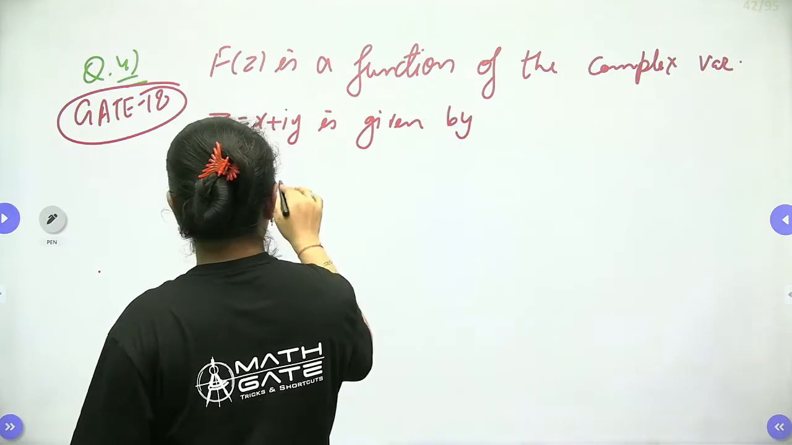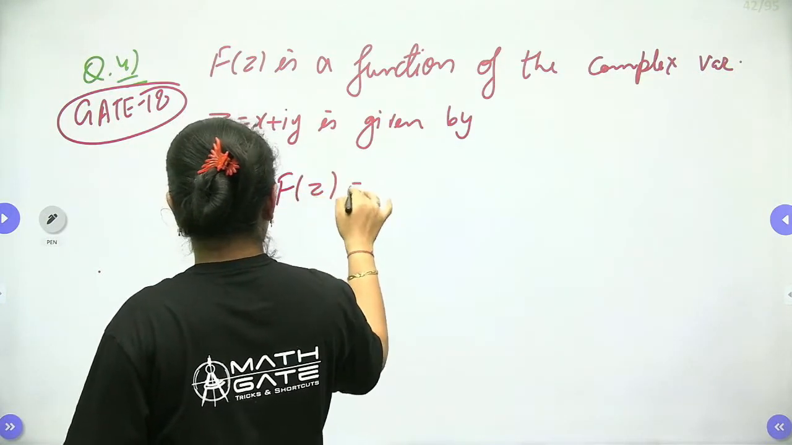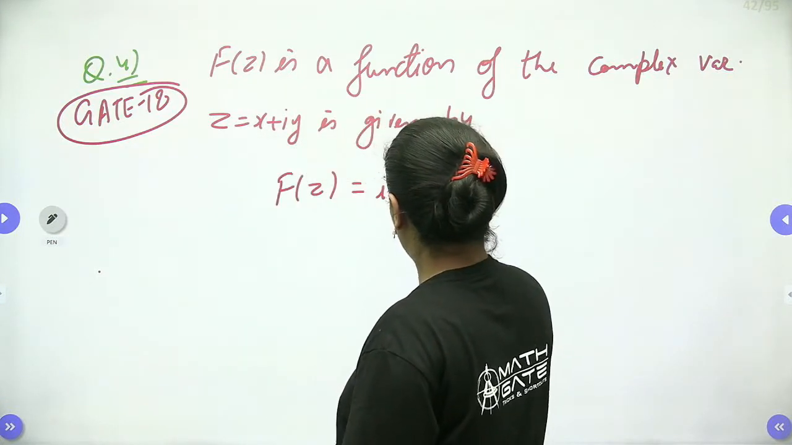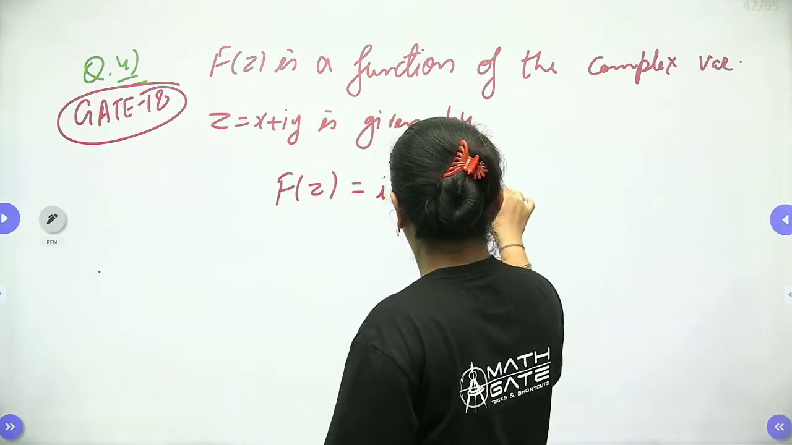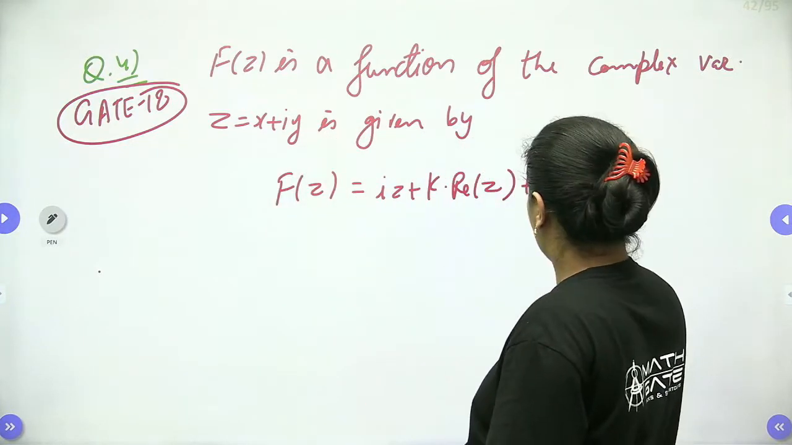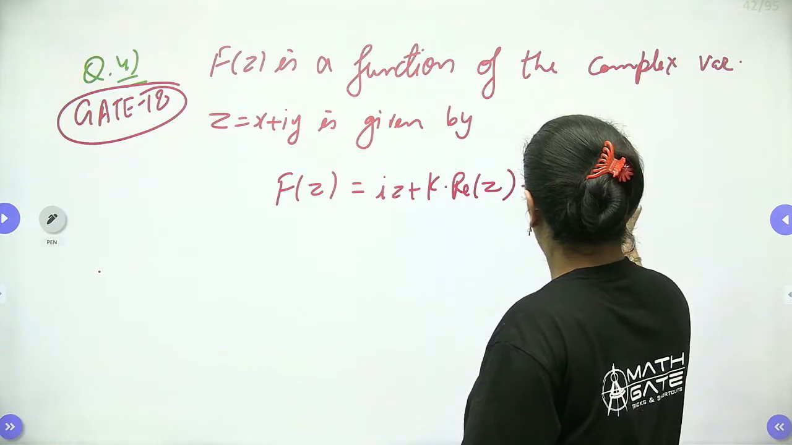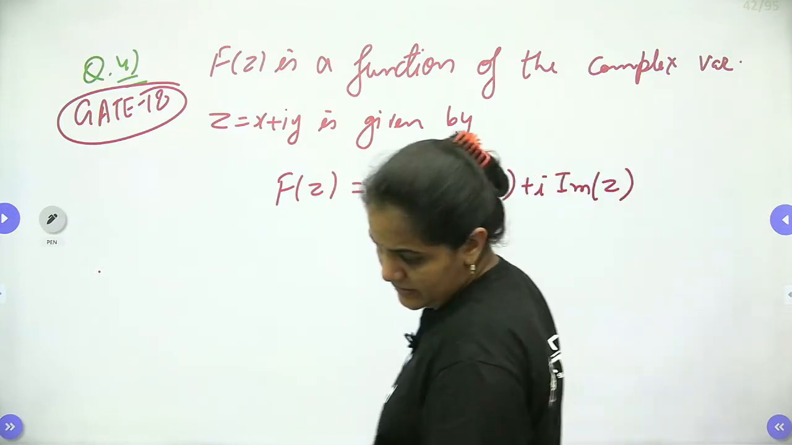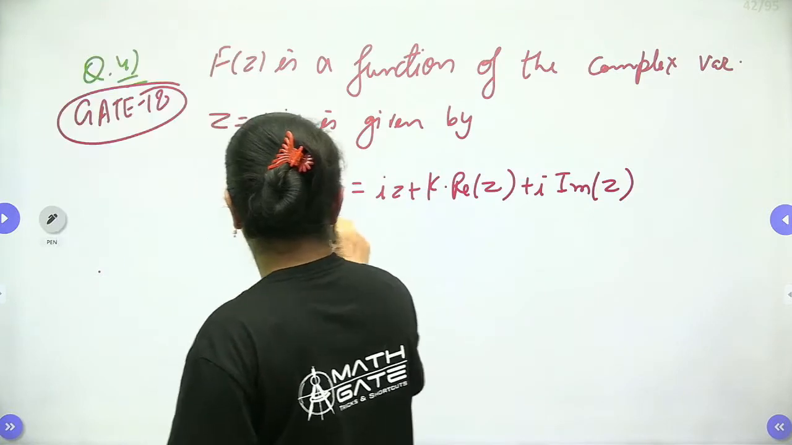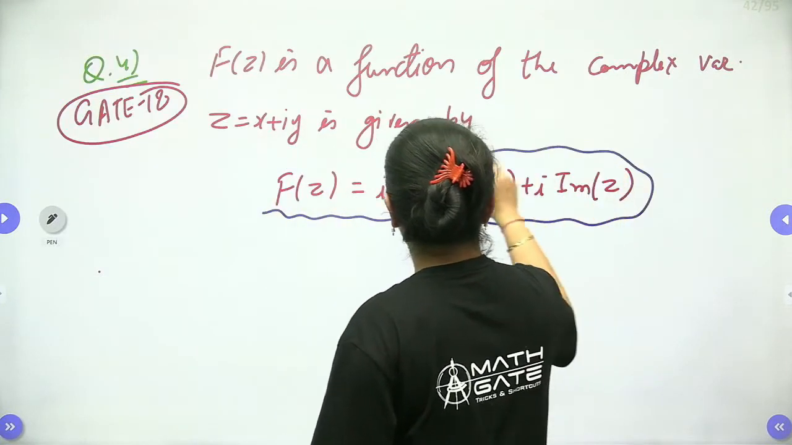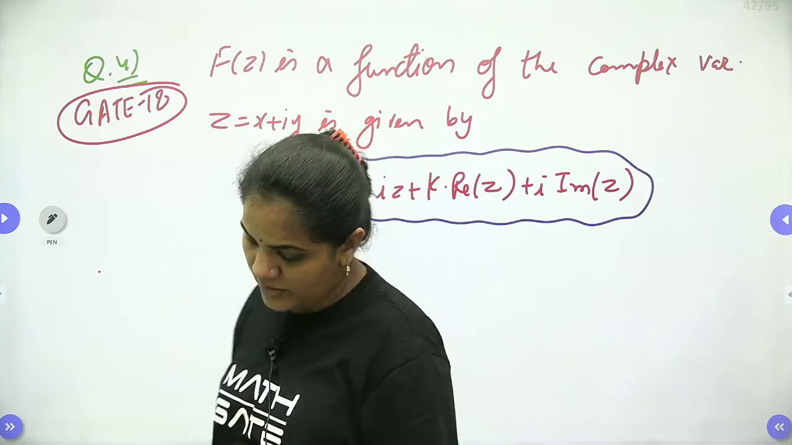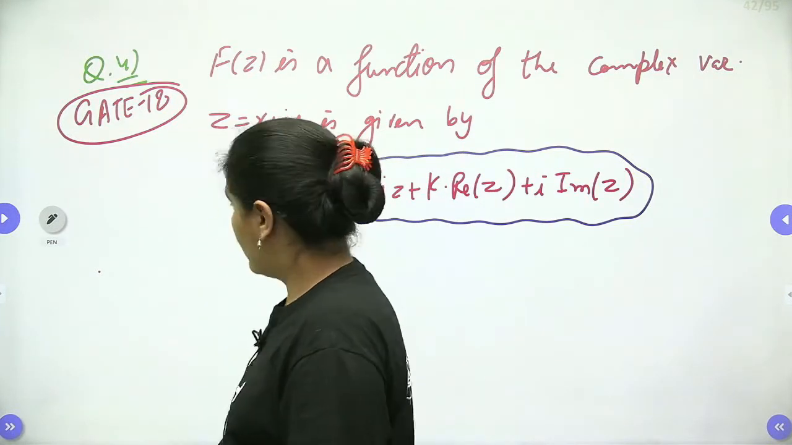Given by, we have a function f(z) = iz + k times the real part of z + i times the imaginary part of z. Isn't it right? Let me highlight the function. It's a very good question. f(z) = iz + k Re(z) + i Im(z). For what value of k?